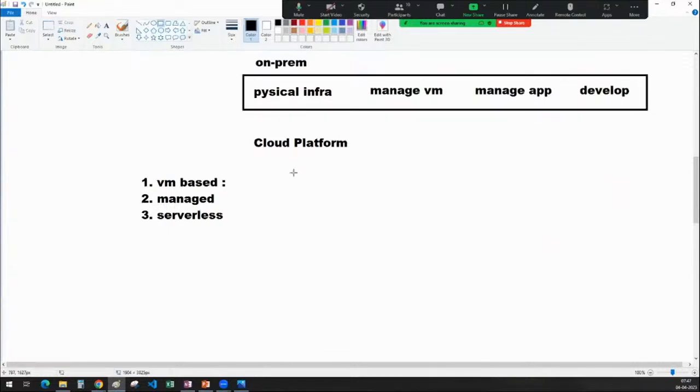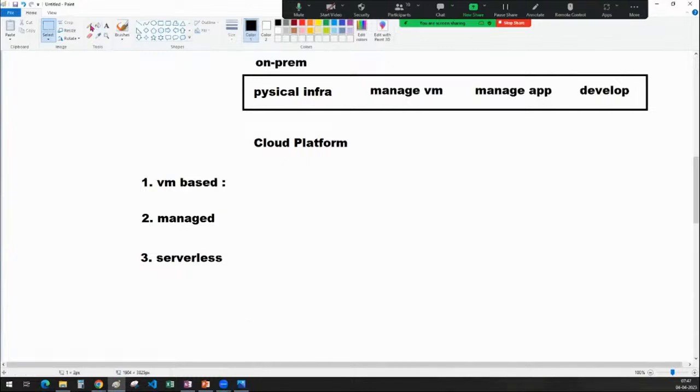But if you go to the cloud platform, what is the main advantage? Let us see one by one. Very important thing, guys. No one will tell this point, but you have to understand, because somewhere you are seeing VM based services, somewhere you are using managed services, somewhere you are using fully managed serverless platforms. So now you will be able to understand the concept of this one.